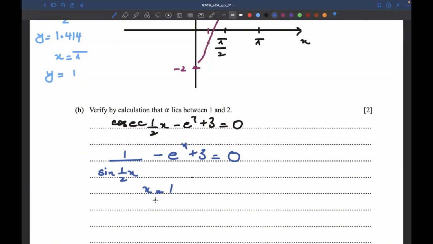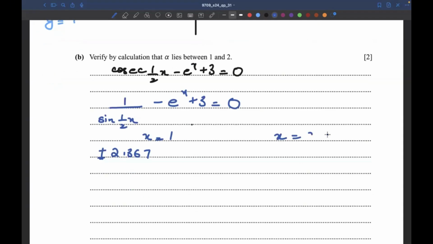We are getting 2.367, and that's a positive value. And now substituting x equals 2 in the equation, we'll get 1 divided by sine of 1 minus e to the power of 2 plus 3. We are getting the value as negative 3.200. So this change of sign basically shows that the root, or the alpha, lies between 1 and 2.